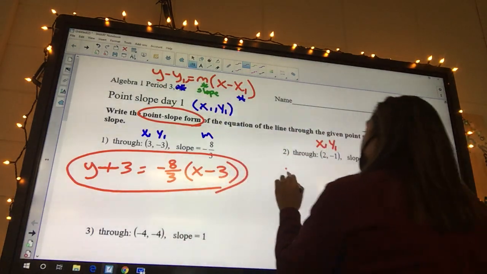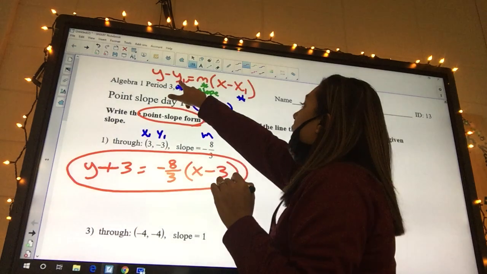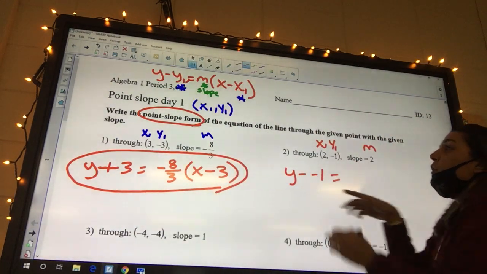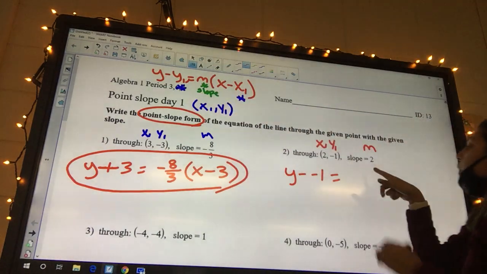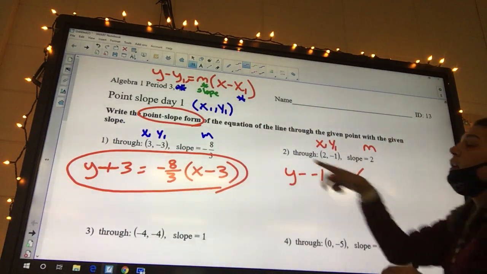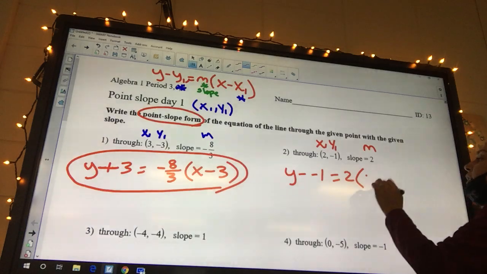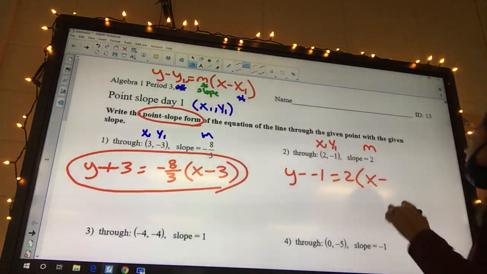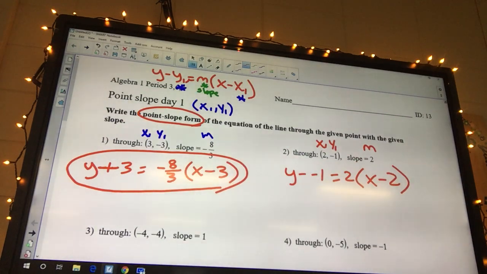So we got y minus y sub 1, which is -1, equals my m is 2, parenthesis, x minus x sub 1, which is 2. Are we finished? No. Why not? You gotta turn the minus into a plus. Yeah, we could turn that minus into a plus.